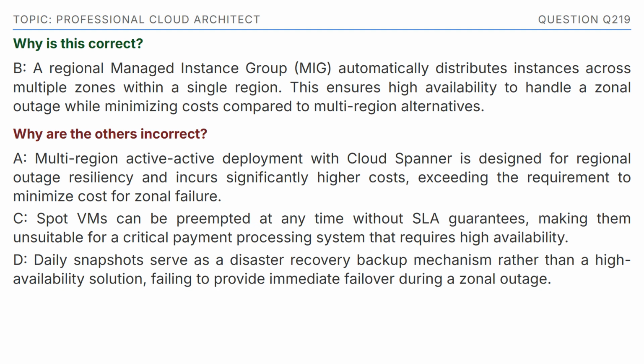Why are the others incorrect? A. Multi-region active-active deployment with Cloud Spanner is designed for regional outage resiliency and incurs significantly higher costs, exceeding the requirement to minimize cost for zonal failure. C. Spot VMs can be preempted at any time without SLA guarantees, making them unsuitable for a critical payment processing system that requires high availability. D. Daily snapshots serve as a disaster recovery backup mechanism rather than a high availability solution, failing to provide immediate failover during a zonal outage.